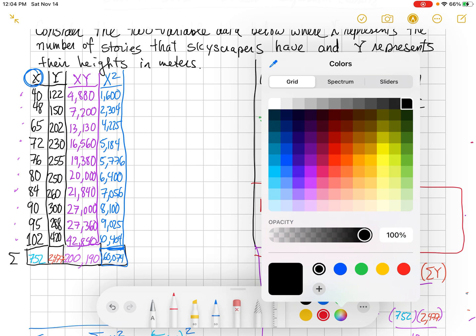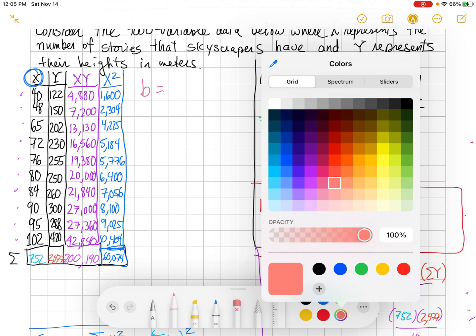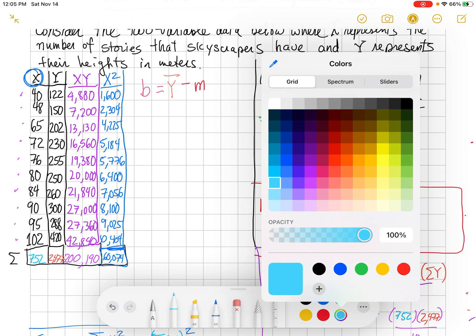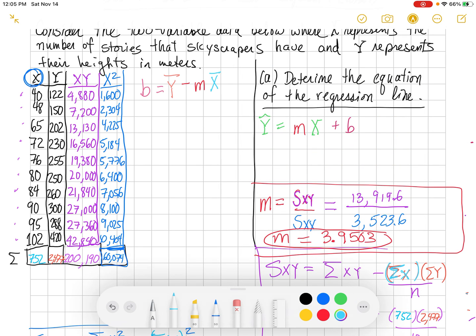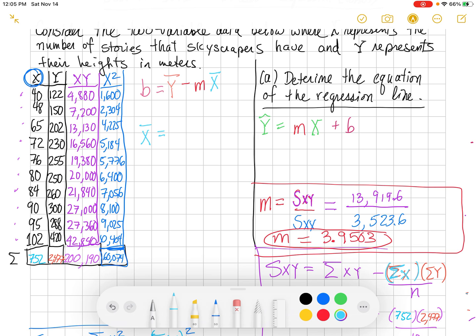So what we have to do now is find the b. Remember what the formula for b is. b is equal to y bar minus m times x bar. So we already know m, we just have to find what y bar and x bar are. Let's find x bar first. You add up all the x values, the sum of the x's divided by n. The sum of the x's is 752, divided by the number of points here, 10. So x bar is equal to 75.2.